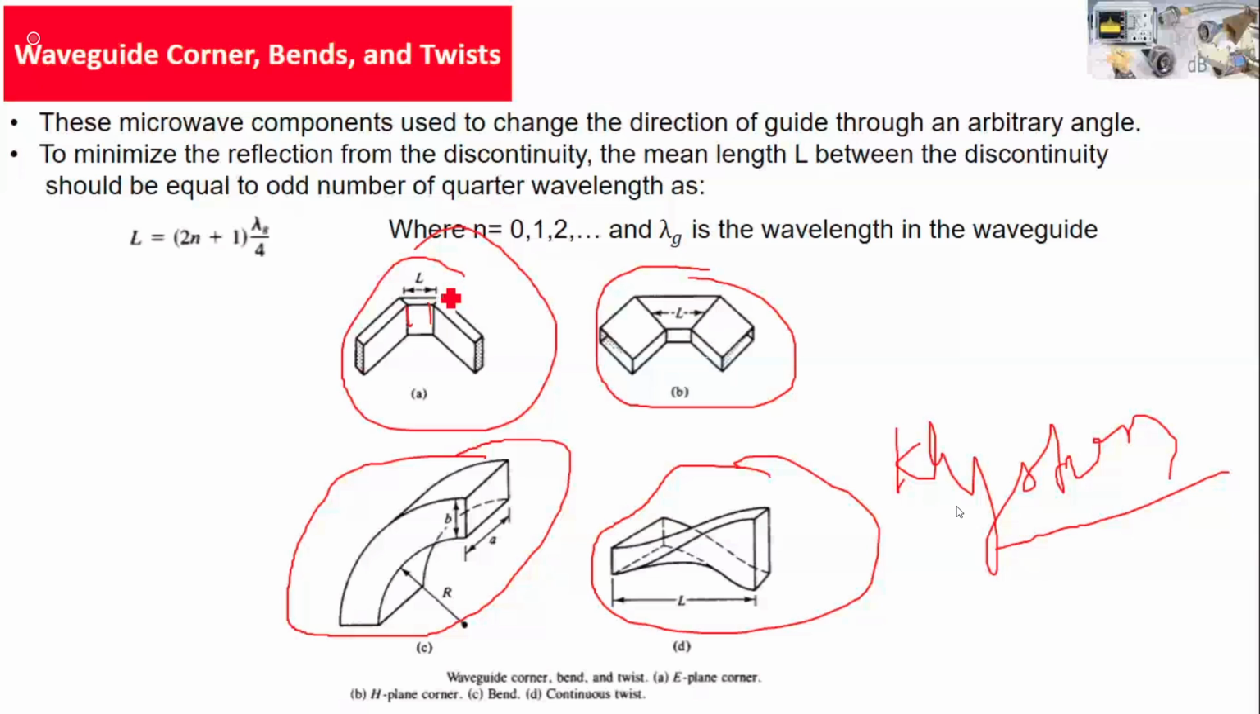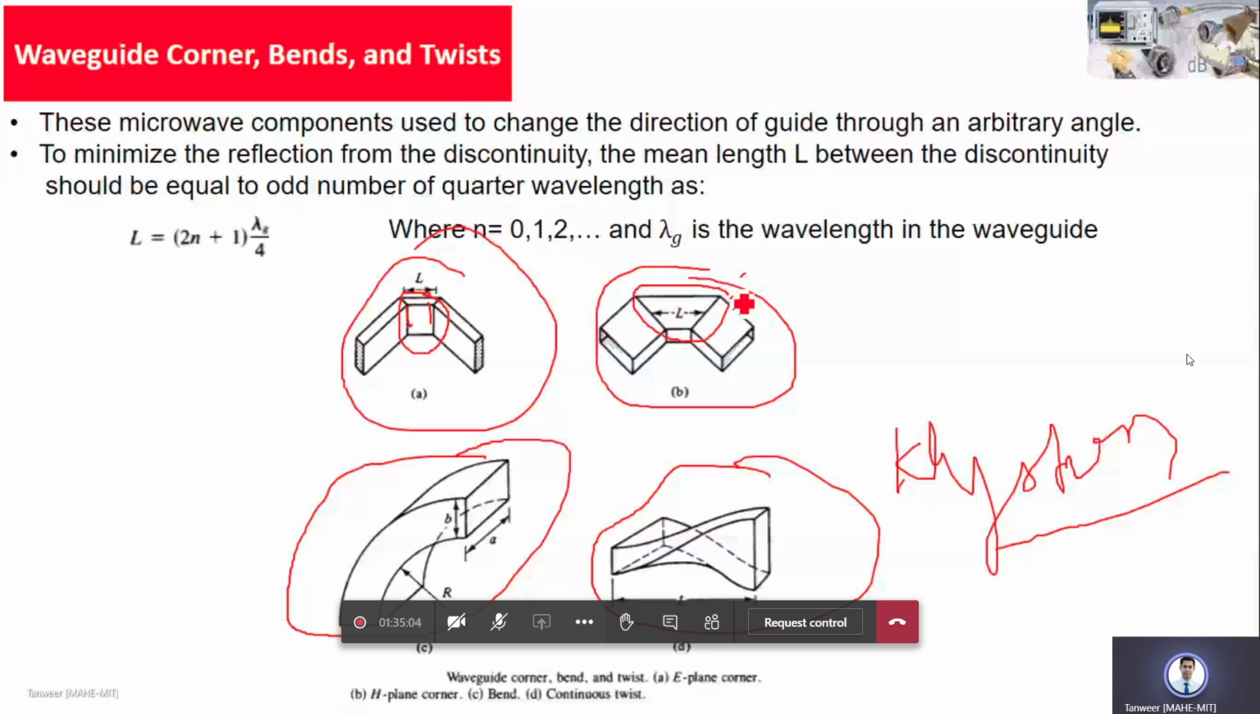So these have certain discontinuities. If it is a bend, you see the corner, it has a discontinuity at this point. Again, it has a discontinuity at this particular point, and the same thing here also. So how to minimize the reflection from this discontinuity? The length which is shown here, L, is fixed such that it is equal to lambda g by 4, or rather an odd multiple of lambda g by 4.